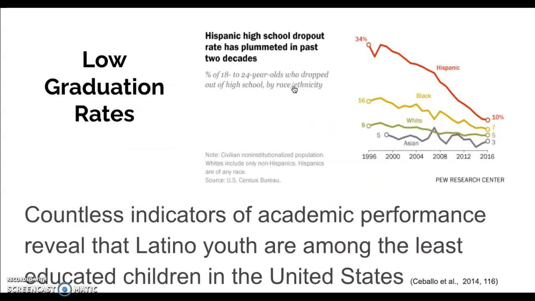Unfortunately, Hispanic students are the highest population for dropping out of high school. It's gone down significantly since the 90s, but you can see that in 2016, 10% of the Hispanic population ends up dropping out of high school. That's triple the Asian population, double the white population, and significantly higher than the Black population. So why are Latino youth among the least educated children in the United States? That just doesn't seem right.